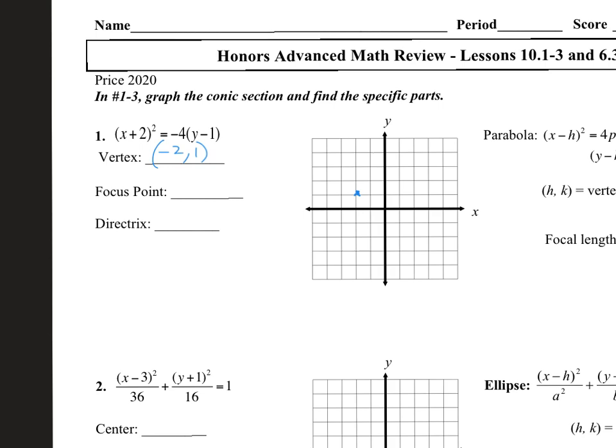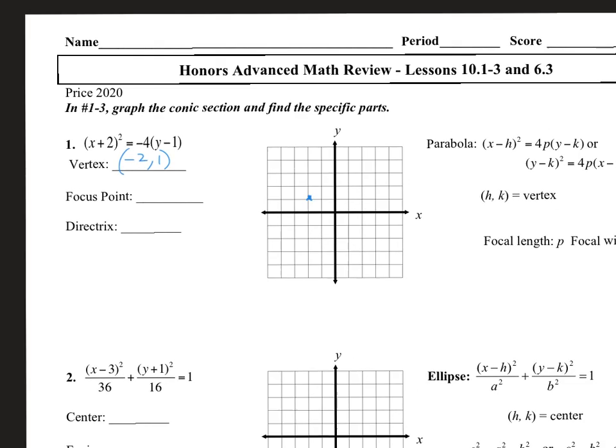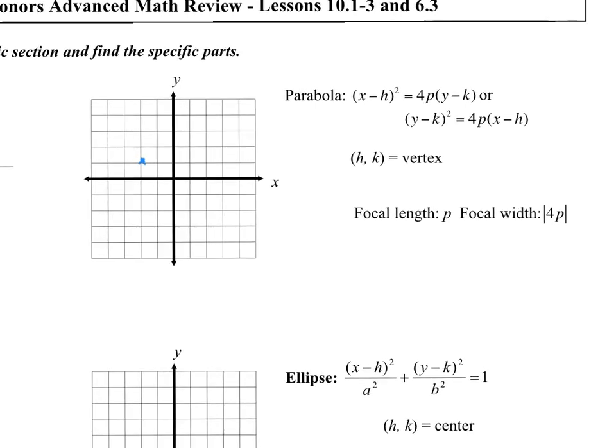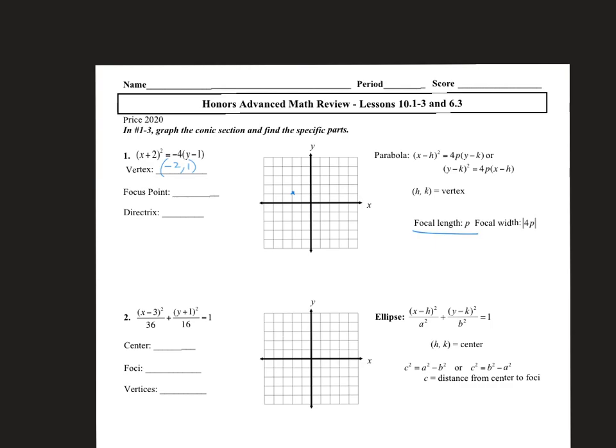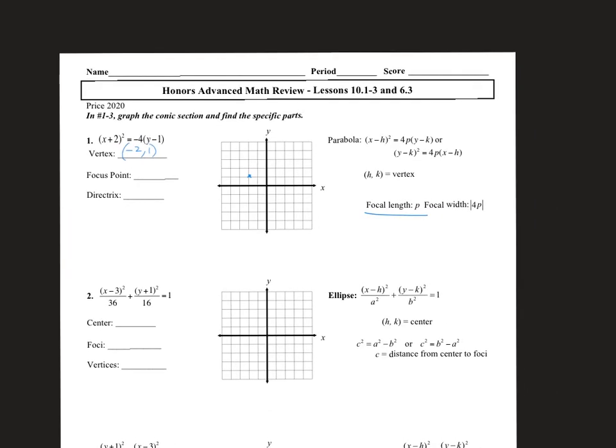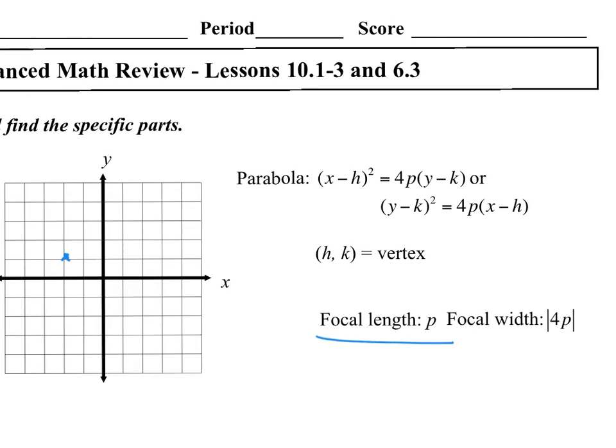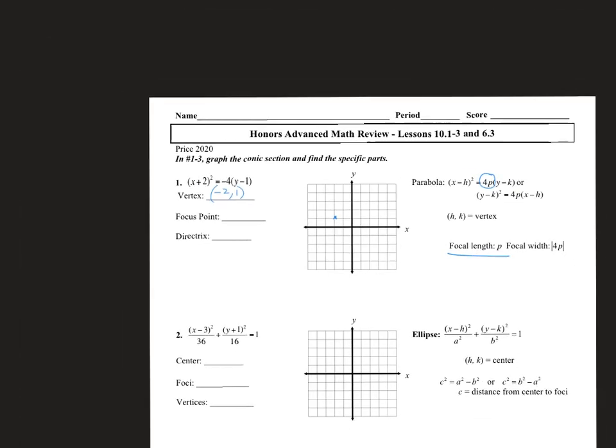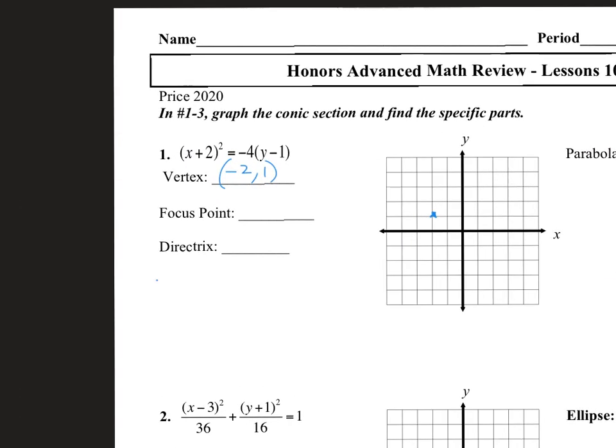Okay, and now we're going to find the focus point. If you look over here, the focal length is p. That's the distance from the vertex to the focus. And in our formula, this number is 4p. So if we go over here, -4 is equal to 4p. So right away we could see that p is -1, which means that we need to go 1 down from the vertex.